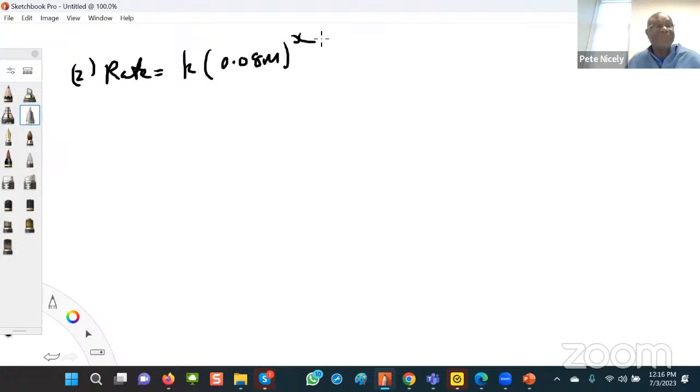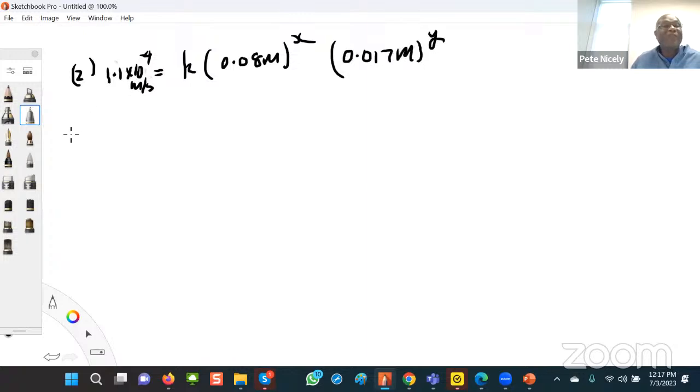And I just realized I made a mistake. I should put the value for the rate here, so let me erase this value. The rate according to the table for experiment 2 is 1.1 times 10 to the minus 4 m over s. Continuing over here, the concentration of the I minus would be 0.017 m raised to the y.